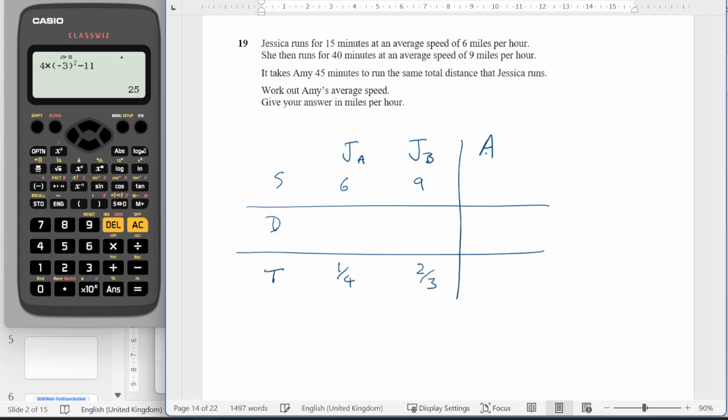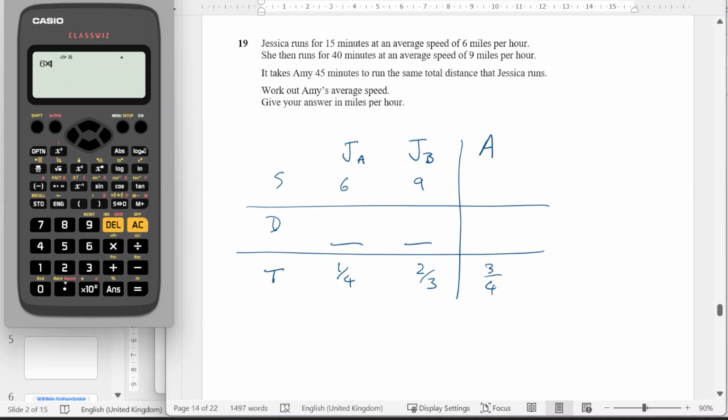And we're given Amy's total time is 45 minutes, which is 3/4 of an hour. But we don't know her total distance, so we need to work out the distance covered in these two parts. So 1/4 of 6, so 6 times by 1/4 is 1.5. And then Jessica's 2/3, well 1/3 would be 3, so that's going to be 6. So the total distance that she covered was 6.5.